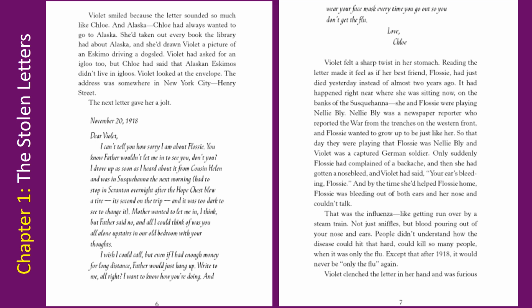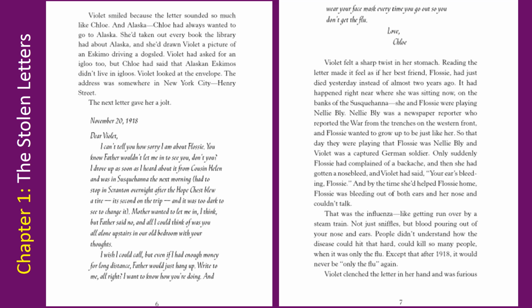November 20th, 1918. Dear Violet, I can't tell you how sorry I am about Flossie. You know Father wouldn't let me in to see you, don't you? I drove up as soon as I heard about it from Cousin Helen, and I was in Susquehanna the next morning. Had to stop in Scranton overnight after the Hope Chest blew a tire. It's second on the trip, and it was too dark to see to change it. Mother wanted to let me in, I think, but Father said no, and all I could think of was you all alone upstairs in our old bedroom with your thoughts. I wish I could call, but even if I had enough money for long distance, Father would just hang up. Write to me, all right? I want to know how you're doing. And wear your face mask every time you go out so you don't get the flu. Love, Chloe.